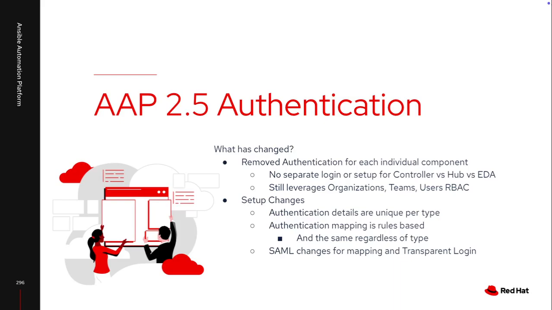So all of that's handled, so I don't have to worry about organization aliases or team aliases from a SAML perspective, and it's just much more intuitive. There are also some changes if you are using SAML to make sure all of your attributes are correctly pulled into the automation platform and mapped, and to get transparent login actually set up and working. So let's jump into a demonstration to show how these things have changed.